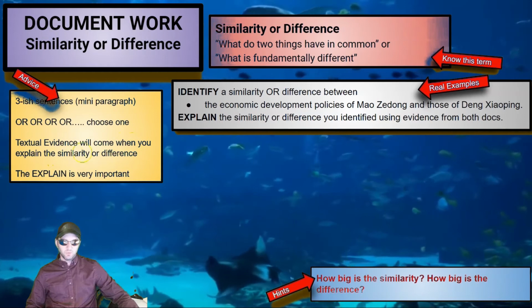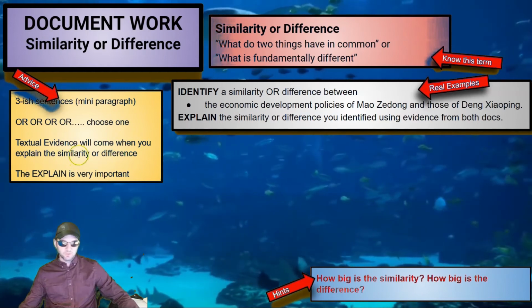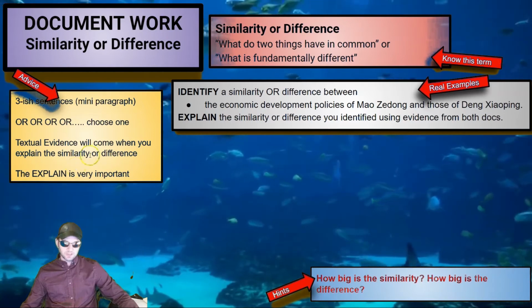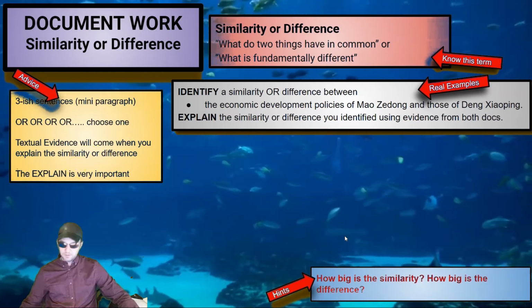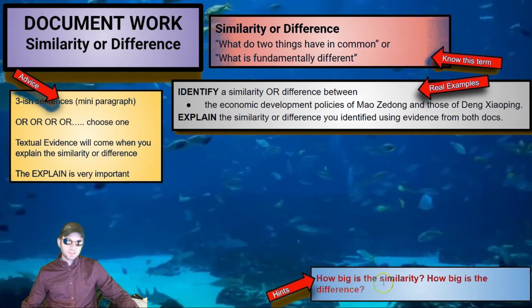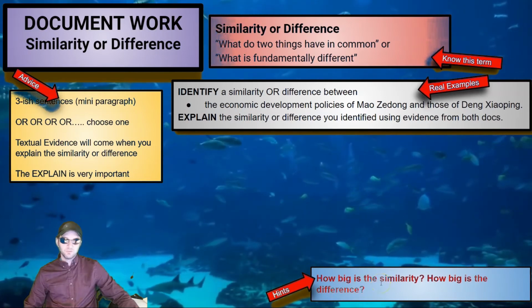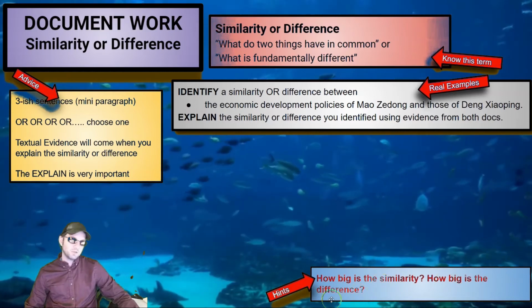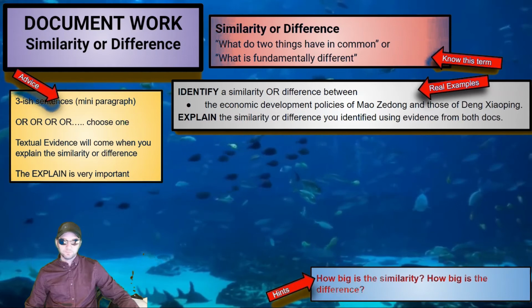Textual evidence will come when you explain the similarity or difference. When you're explaining it, you're probably going to use your textual evidence, and the explain is very important. Maybe you'd like to mention how big the similarity is, if it's a really, really powerful similarity, or how big the difference is. Maybe you'd like to mention that, maybe not.